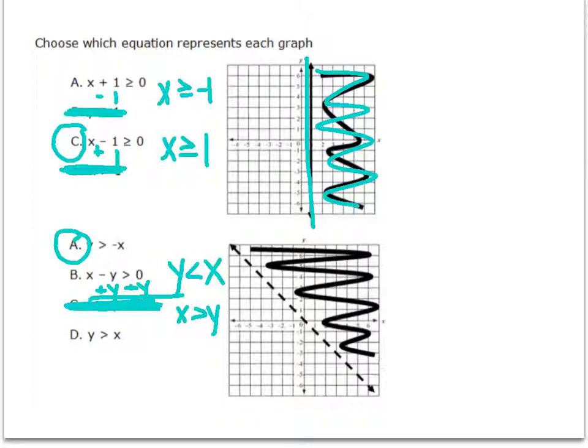And we know this has to be a negative slope because the line is slanting downhill. If you want to double check, y is less than negative x. No y-intercept, that means 0. Slope is negative 1, which sure enough, falls right on our line. Dotted line, greater than. Our answer is A.